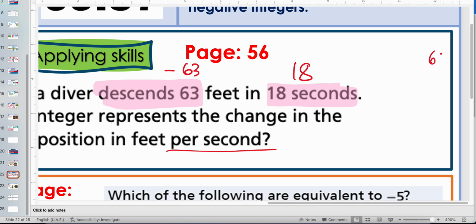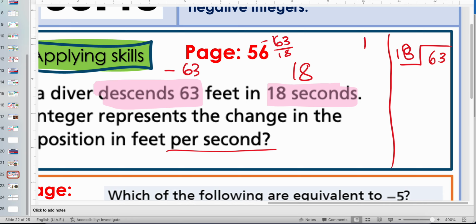So I have 63 divided by 18. Again, my problem is 63 over 18. The 63 is negative. Skip count by 18. 18 plus 18 is 36, plus 18 is 54, plus 18 is 72, and so on. Let's do it. 6 divided by 18, I don't have it, so 0. 63 divided by 18, it's basically 3.